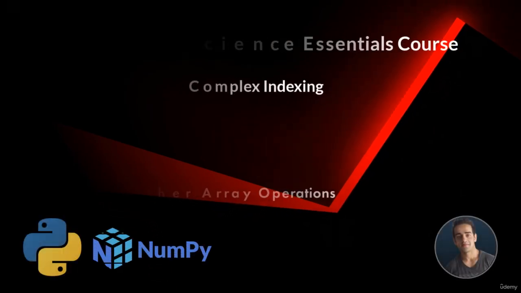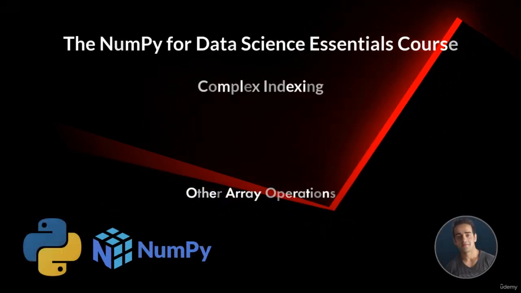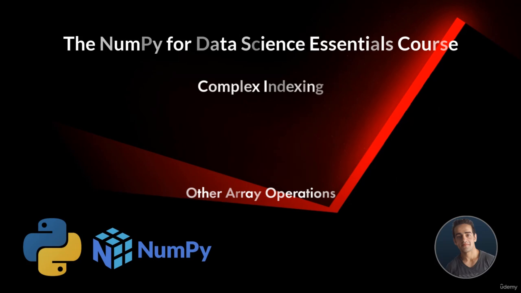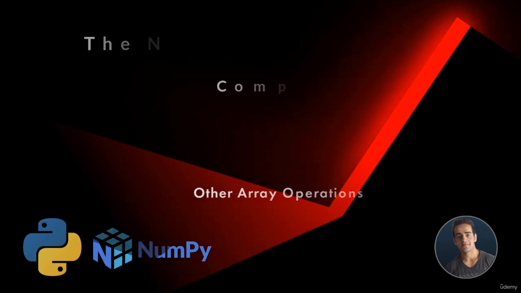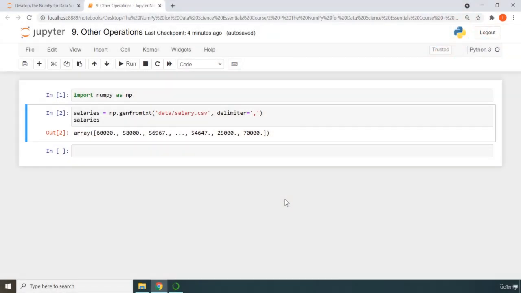Hi everyone, in this lecture we are going to talk about other operations that NumPy provides us to work with arrays. NumPy has a bunch of array related functions which are very useful when you are working with machine learning models. These are very specific to how machine learning requires data to be formatted, how it outputs predictions, and so on.